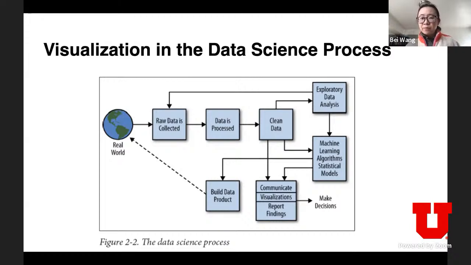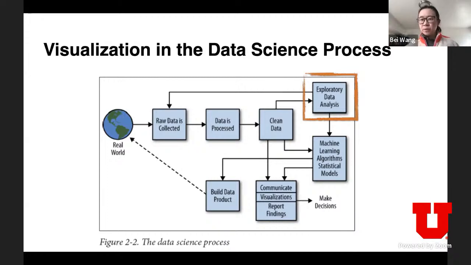After we have the clean data, one of the tasks we want to do is exploratory data analysis, meaning that we don't know exactly the type of question we want to ask. Even if we do, we don't know exactly the type of result we are expecting. That is exploratory data analysis. Of course, once you have the clean data, another pipeline you might follow is applying machine learning models, data analysis algorithms, statistical models, and so on.